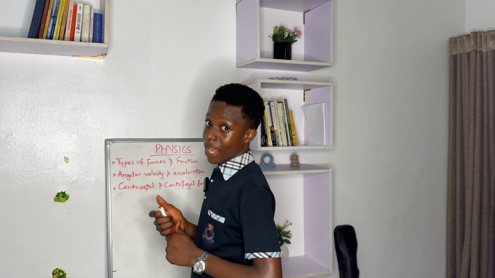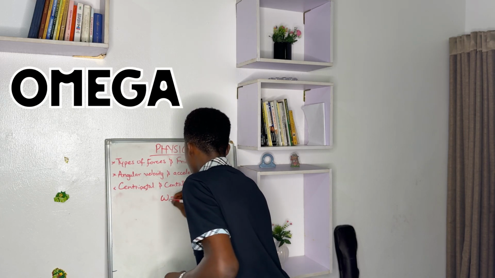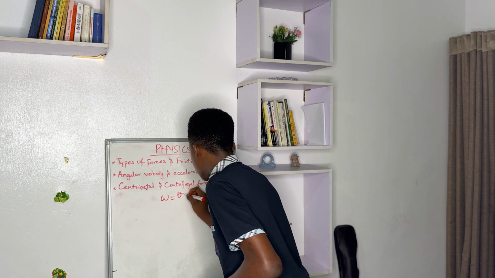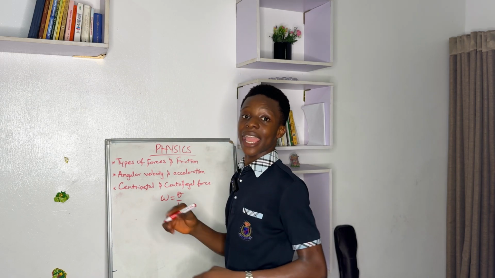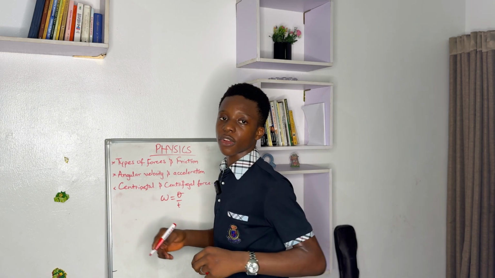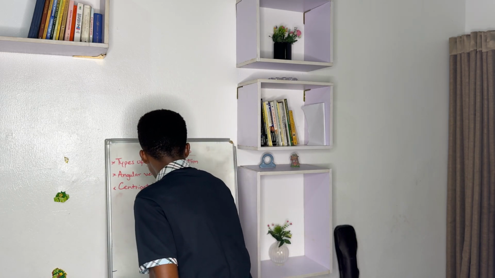The formula for angular velocity is actually written in a Greek letter, and it's this one. It looks like a W, and it's theta divided by the time. It's practically the angle it covers divided by the time. Now there's a relationship between angular velocity and linear velocity, and we're going to find that out now.